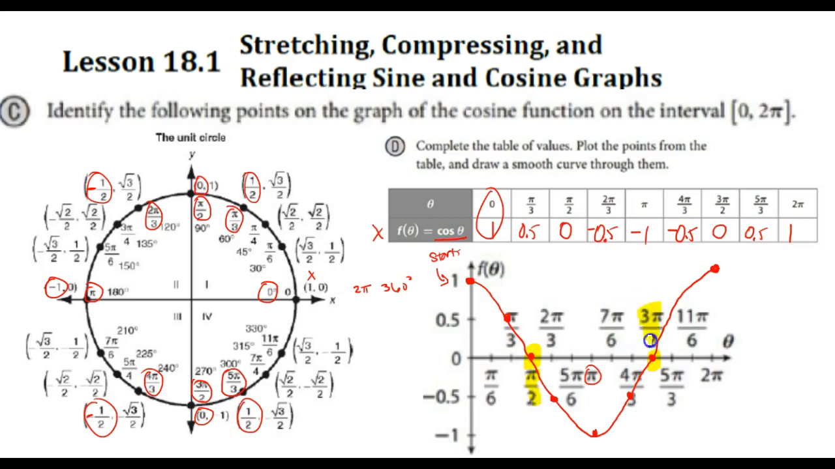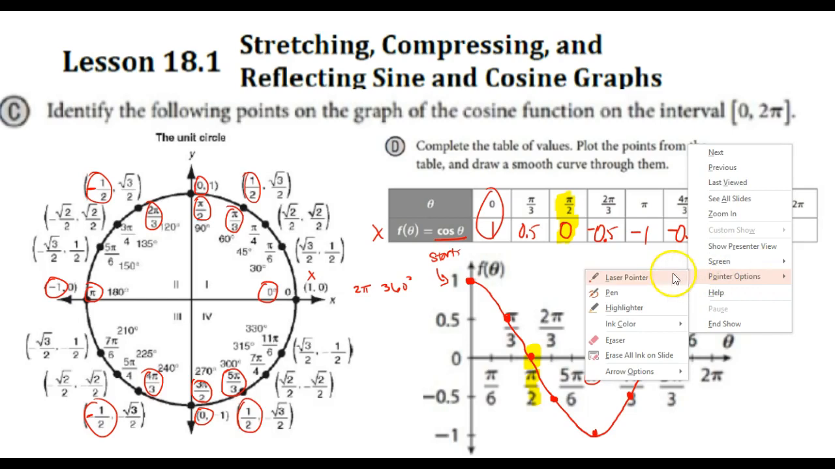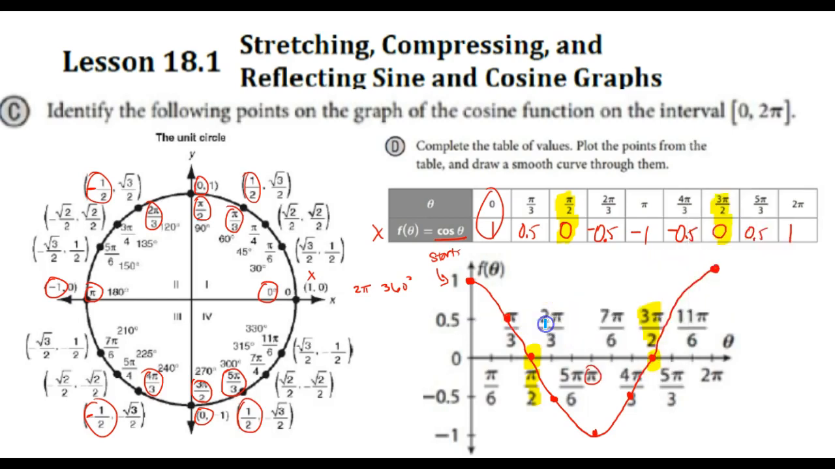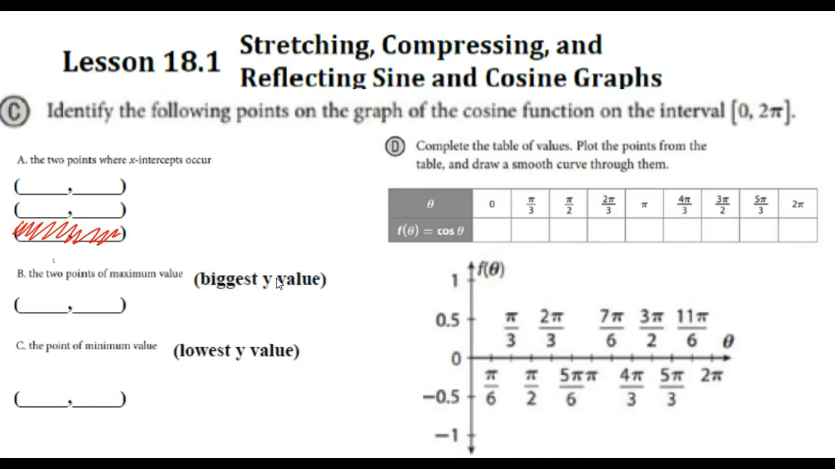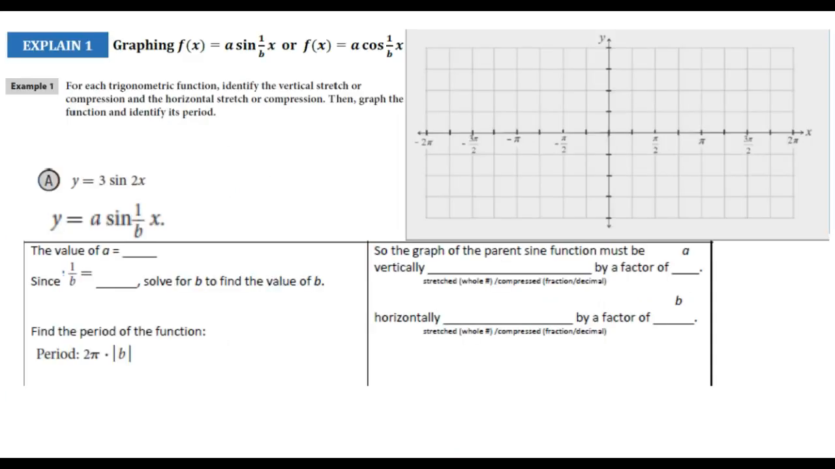And those happened at the following places: here and here, whereas our maximum and minimum value are pretty much our highest and our lowest points. So our highest point was right here. And then our lowest point, which is down here at the bottom, happened at about here. So we're just going to record these values here and move on to explain 1 in just a minute.